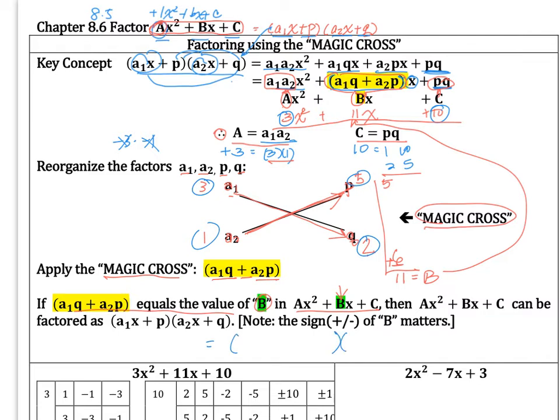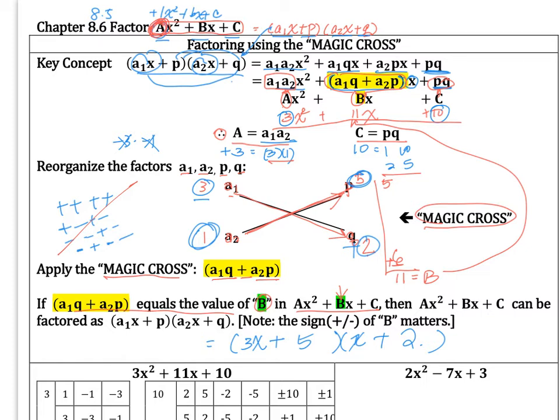So now I'm going to write 2 binomial factors. I'm going to take 3. I'm going to put it right here. I'm going to multiply that to x, and I'm going to add 5 because it's positive 5 here. Now, here, I'm going to have to take 1 and multiply by x, which is just x. And then I'm going to add it to 2. So in this case, I do not suggest that you use the pattern that I taught you in 8.5 because of the fact that we have a coefficient of a other than positive 1 here.